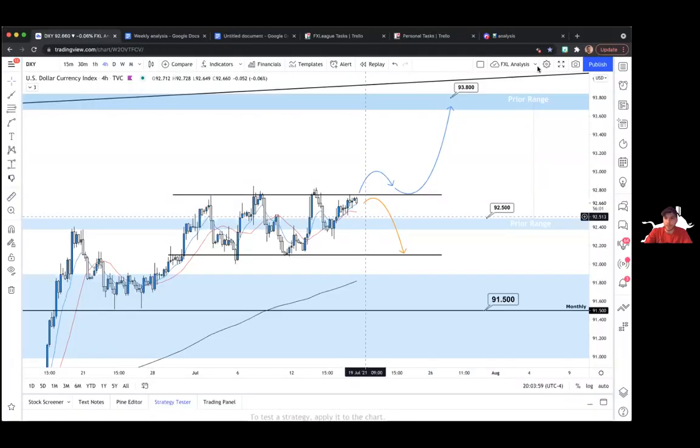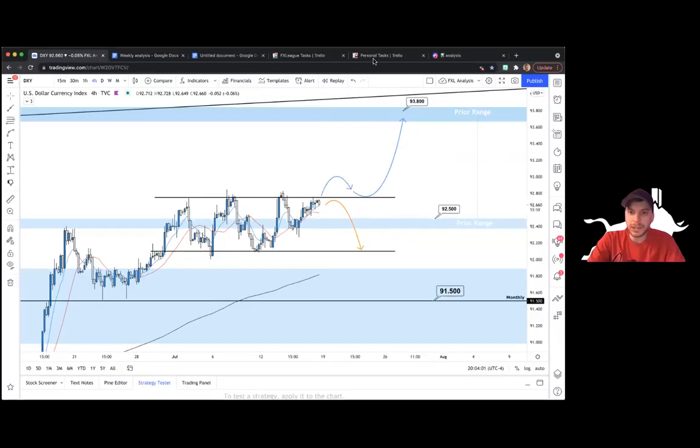We're going to show you guys multiple sides of the market, both bullish scenarios and bearish scenarios, and how you can benefit from either situation. So let's get into it and start sharing here. We're going to kick it off with DXY.